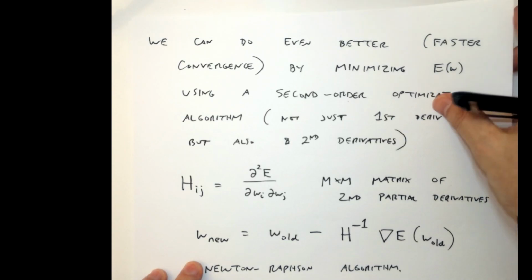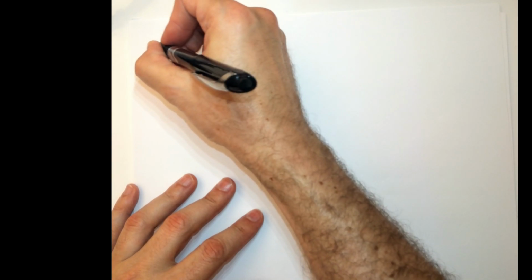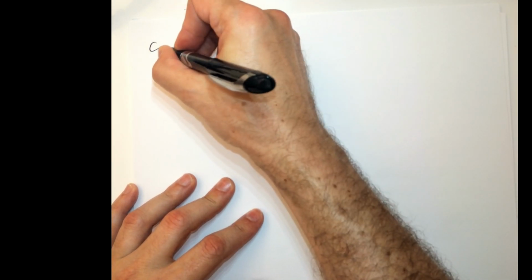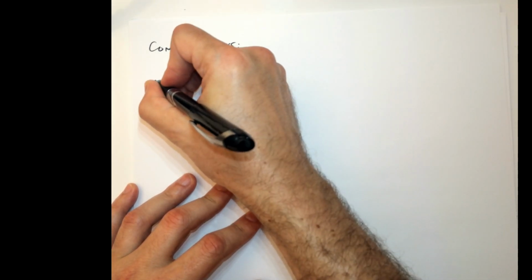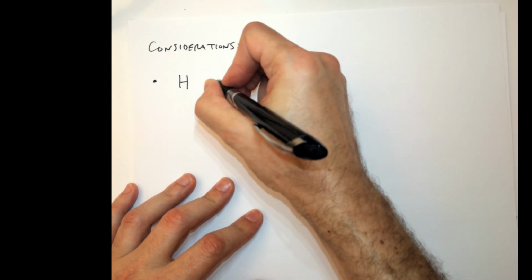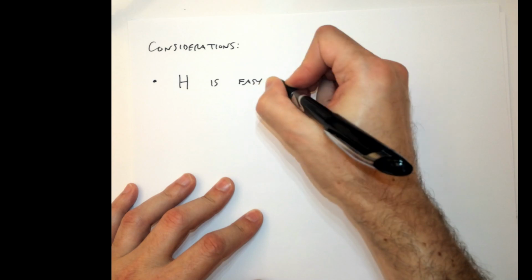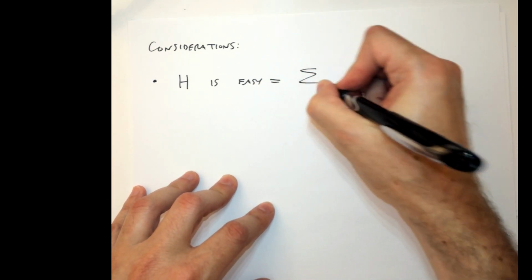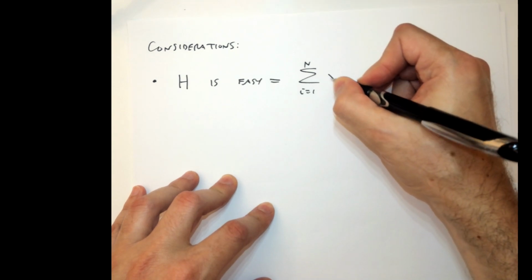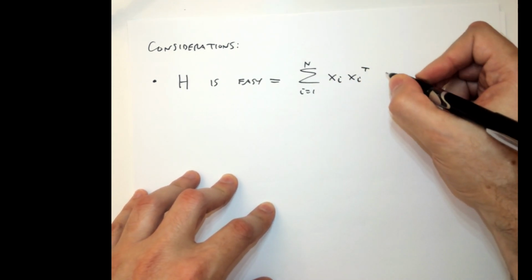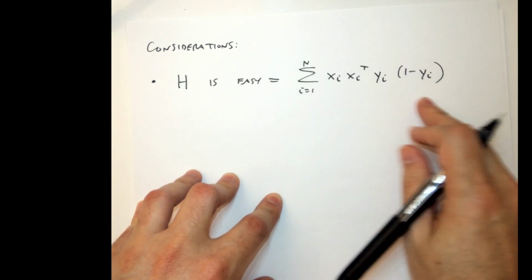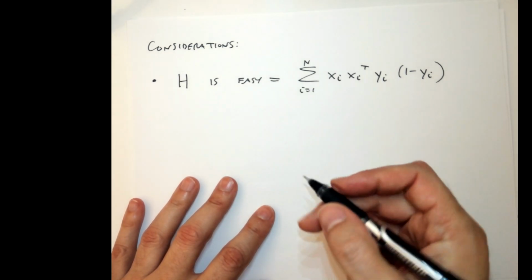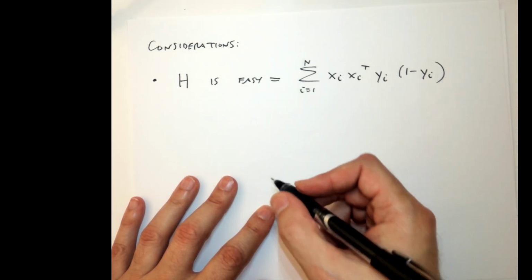So let me just write down, just so I have it on paper, a little bit of what I tried to say, which is considerations: this H is easy to write down. It turns out it equals this sum. You're not going to need this for the exam or anything, but I can just tell you what the sum is, right? All these things are easy to compute. It almost looks like a covariance matrix kind of thing.